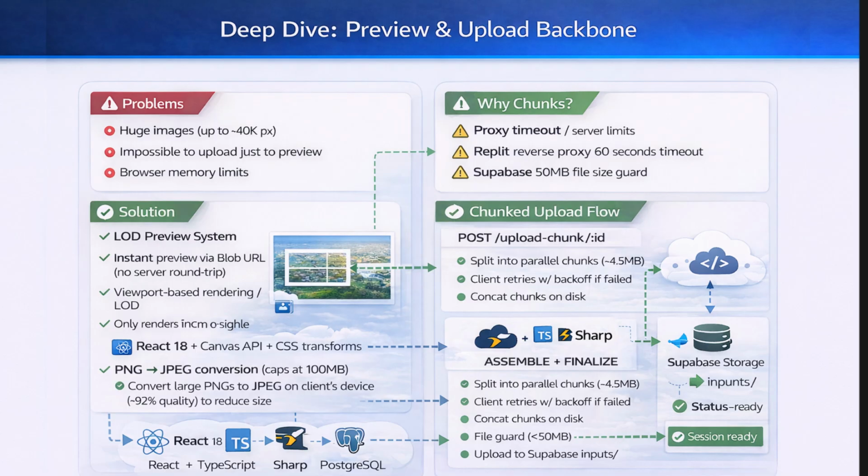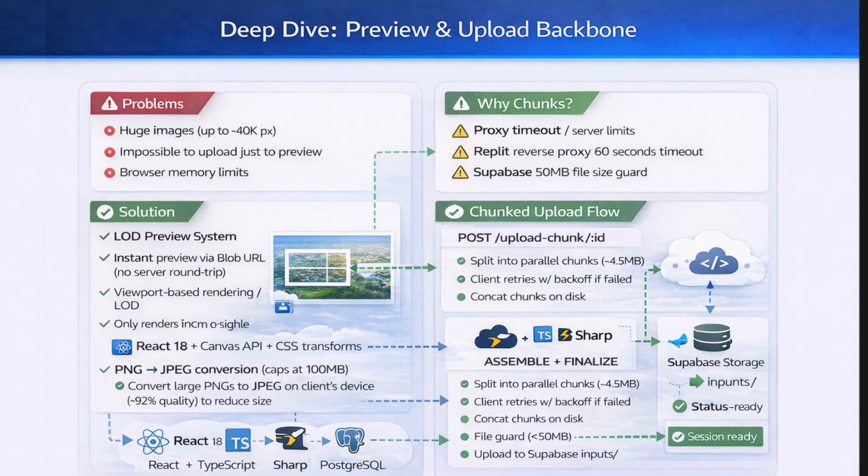This slide focuses strictly on the preview layer and upload architecture. On the front end, the system is built with React 18, TypeScript, and the Canvas API. Large images are never uploaded just to be previewed. When a user selects a file, the browser generates a blob URL and renders it locally. No server round trip, no temporary upload. Rendering is viewport-based. Using Canvas, transforms, and CSS matrix calculations, only visible regions are drawn, similar to a lightweight LOD renderer. The grid overlay is computed dynamically in React.